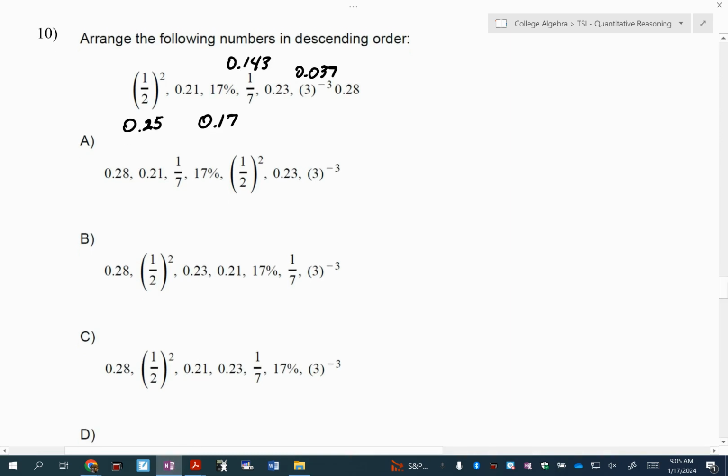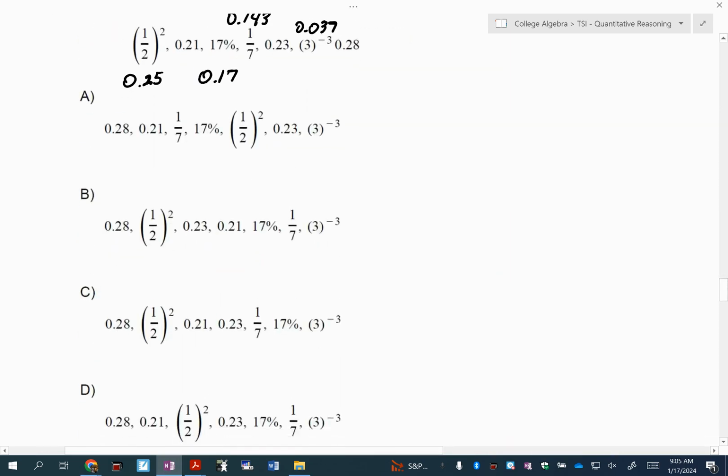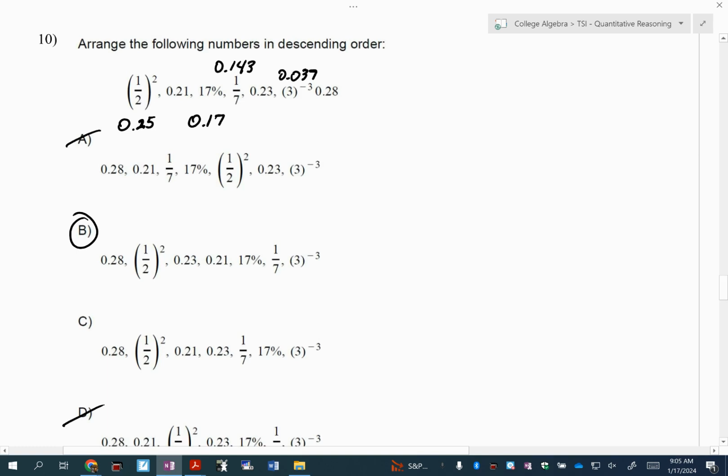So looks like the highest one is going to be 0.28, which makes sense. All the answer choices start with that. Then we're going to go to 0.25, which is 1/2 squared. So that doesn't work for A or D. Then after that, I'm going to have 0.23, and then 0.21, then 0.17, then 0.143, and then 0.037. So B is the answer for ordering these numbers from greatest to least.